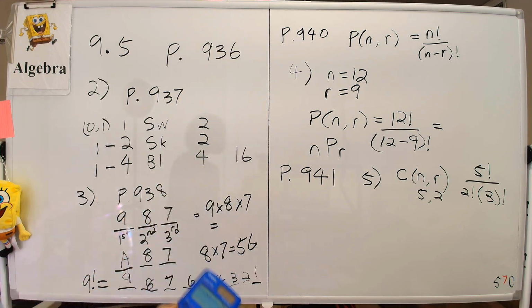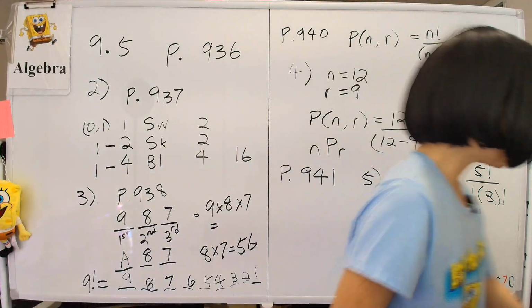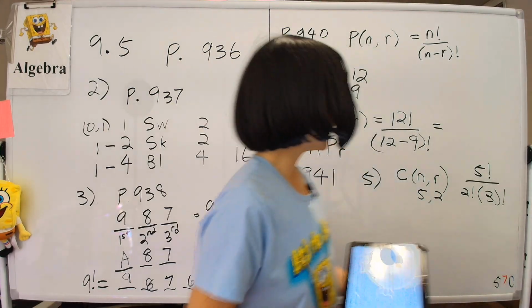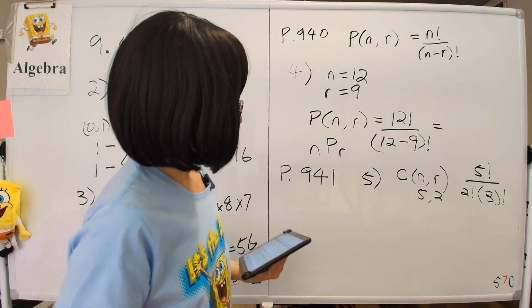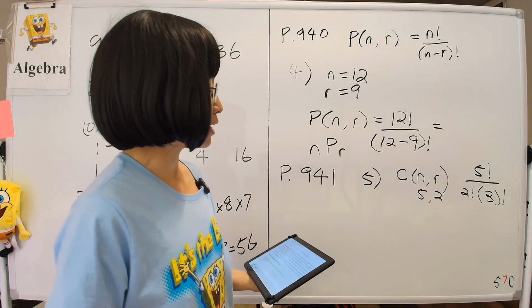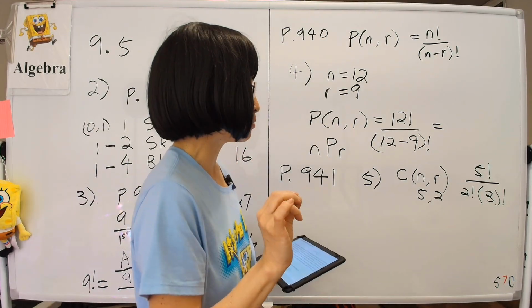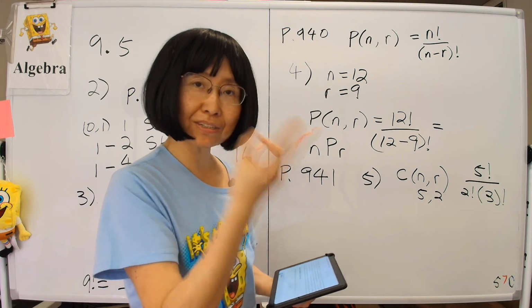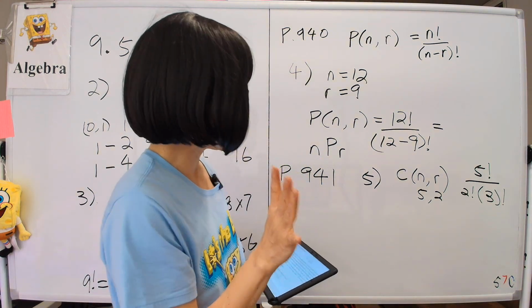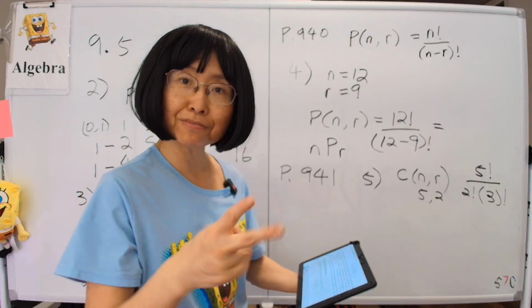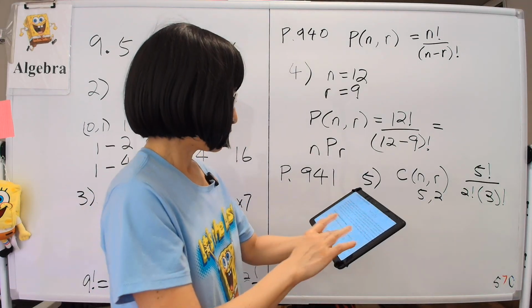And that gives me the answer of 10. Let me see. Yep, and that is correct. So that's always good. So if you have 5 options and you only want to choose 2 out of them, and it doesn't matter which is the first choice or second choice, then you have 10 ways of picking 2 out of 5 things.